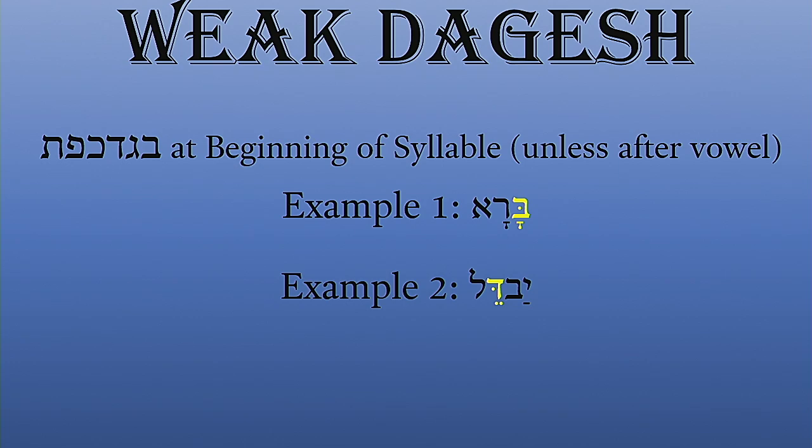Now, what about this idea of unless it's after a vowel? We'll take a look at this example. Vavohu. The letter bet appears in the middle of a word, and it seems to begin a syllable. However, if you take a look at the vowel right before the bet, you see that there is a vowel present there, the kamatz. Well, because there is a vowel present there, we don't put the diggesh in the letter bet. And so the bet remains without the diggesh.